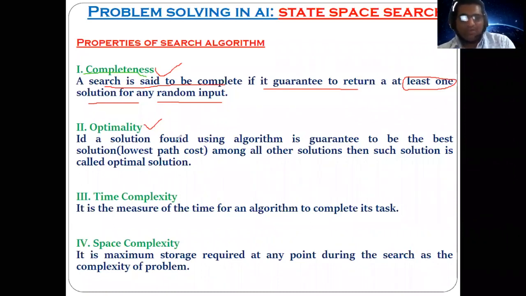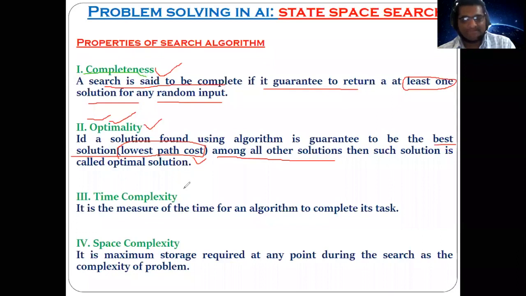Out of the solutions that you have got, you have the best solution. For example, related with our current example, the solution with the lowest path cost, am I right? Solution with lowest path cost among all other solutions. If you get such a kind of solution, then that kind of searching is called what? Optimal solution. Getting the best solution out of the number of solutions is simply called the optimality.